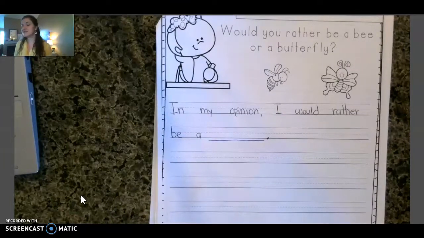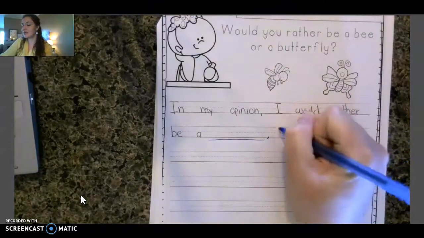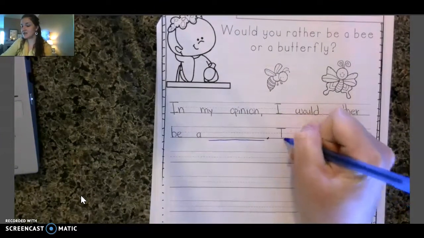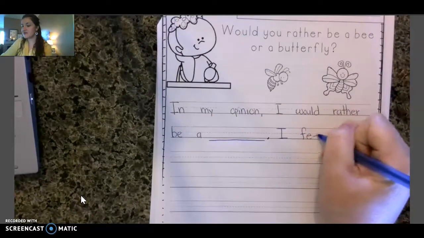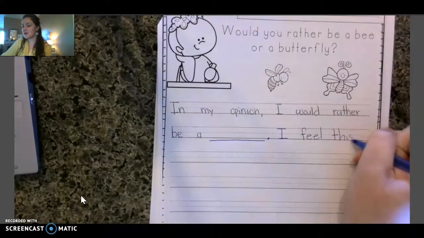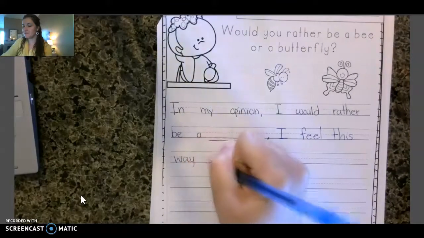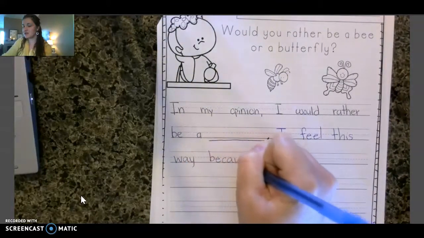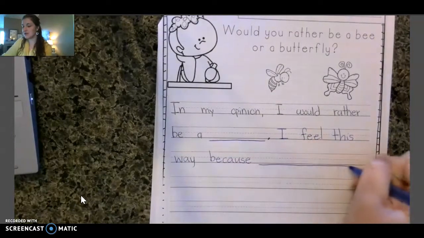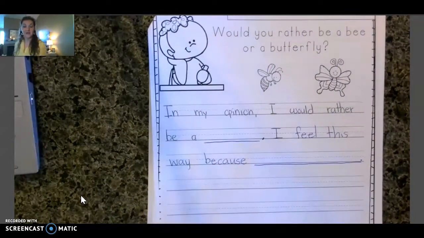Then we continue on the same way we've been doing it. I feel this way because blank. Okay? Would you like to be a butterfly because they get to spend time in a chrysalis or cocoon? Or because they have bright colors? Would you feel this way because a bee gets to make honey? Okay. What is your reason?